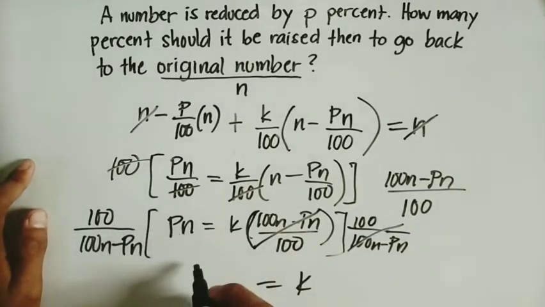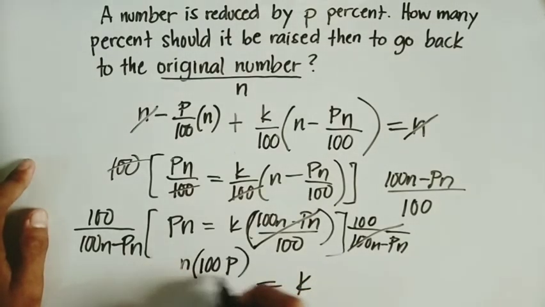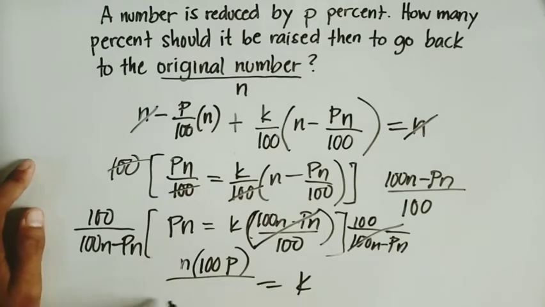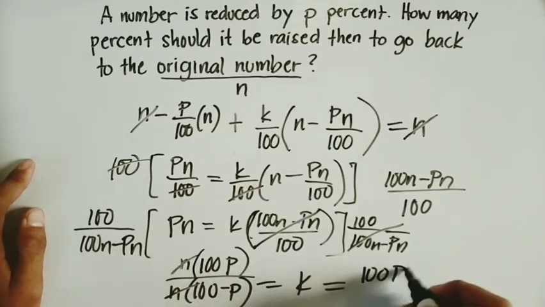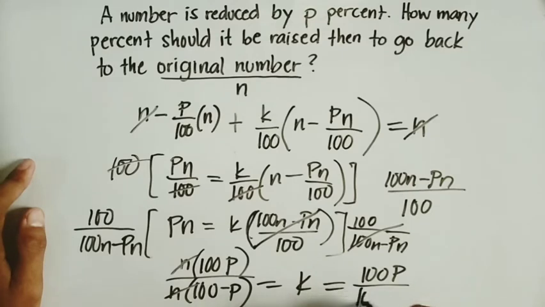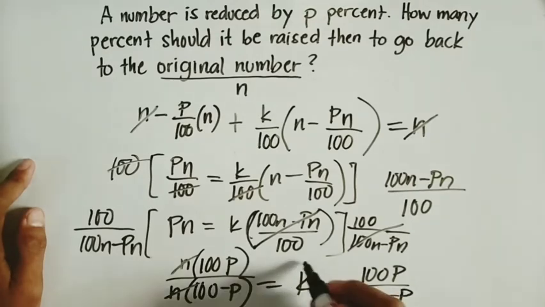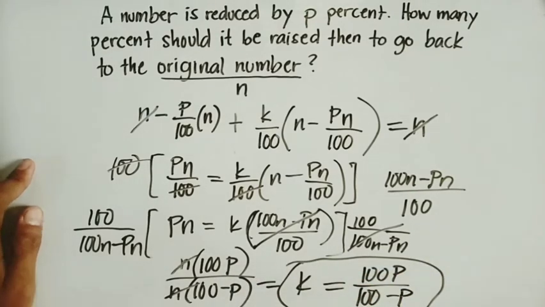And meron tayong makakancel na n. So, labas natin si n: 100p over n times 100 minus p. Cancel yung n, and that is equal to 100 times p all over 100 minus p. And this is the final answer.